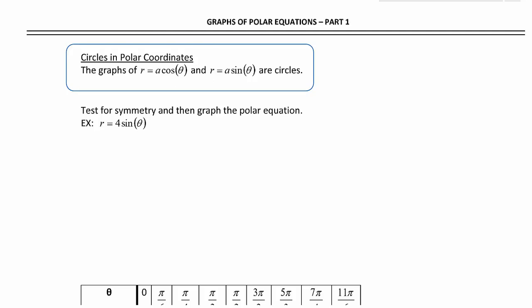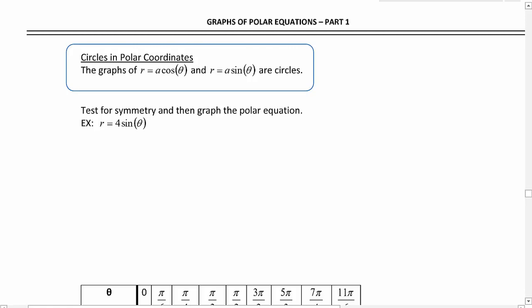We want to test any polar equation that we're going to graph for symmetry. Knowing whether it has side-to-side symmetry, up and down symmetry, diagonal symmetry is going to greatly lessen the amount of work we have to do. The only way to graph polar equations is by plotting points, and we're going to have to do all the way around the circle. So let's test for symmetry and see if we can limit the number.